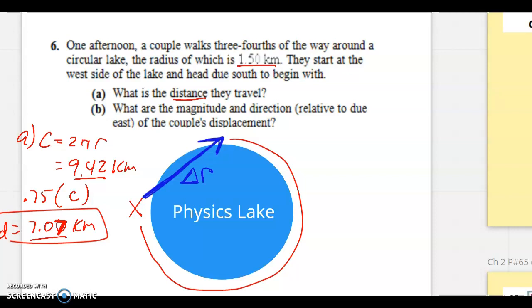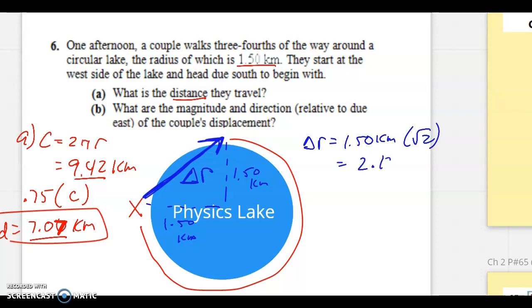Now, how big is that? Well, it goes something like so. That's 1.5 kilometers, that's 1.5 kilometers, and that's an isosceles right triangle. So I know a little trick: the displacement's size is 1.5 kilometers times the square root of 2. If you do that, you end up with 2.12 kilometers. If you didn't know that square root of 2 trick, you could just use the Pythagorean theorem on that. You get exactly the same answer.